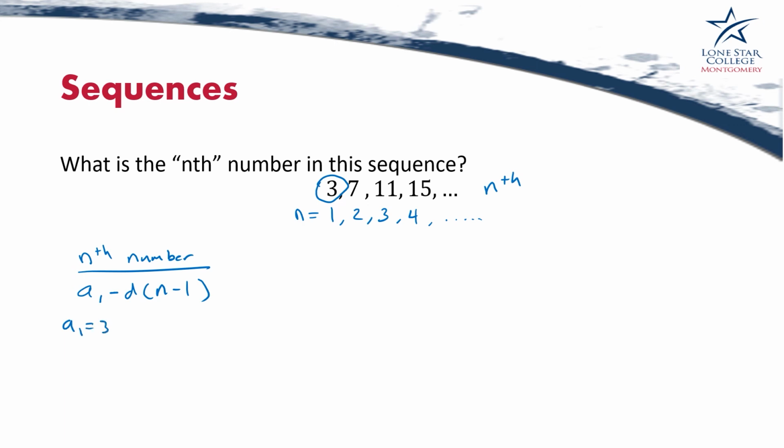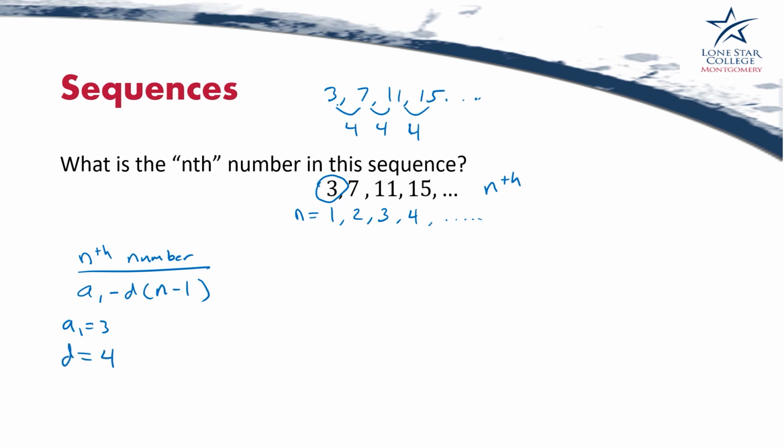Now d represents the difference between each number in the sequence. So if we look at the difference between 3 and 7, that's 4. So it's right up here, 3, 7, 11, 15, dot, dot, dot. So the difference between 3 and 7 is 4. 7, 11 is also 4. 11, 15 is also 4, and so on and so forth. So the difference between each number is 4. So our d is 4.